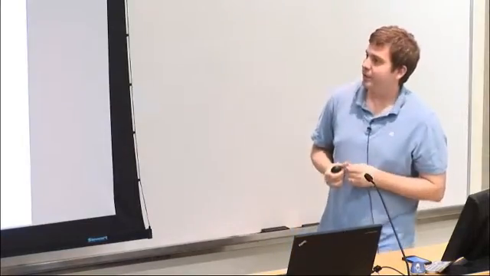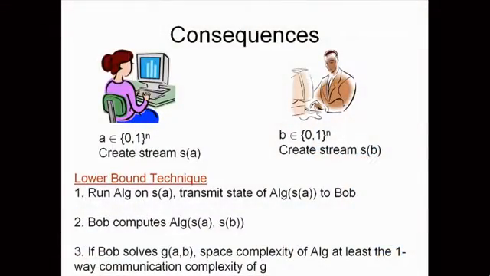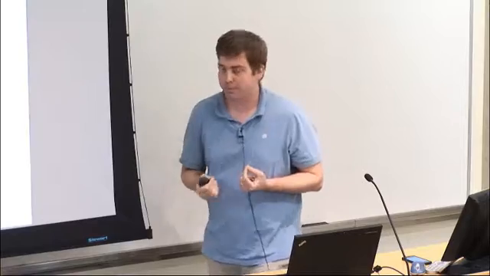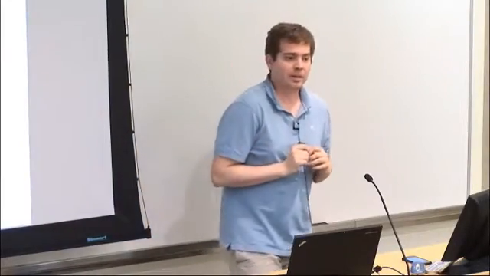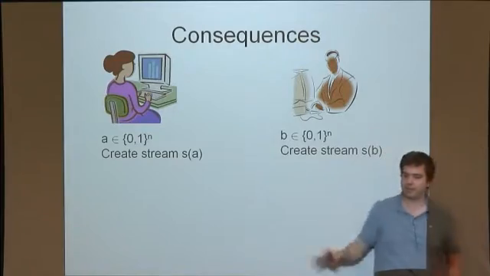OK, so the application, one consequence of this theorem is to proving lower bounds for data stream algorithms. The standard way of proving lower bounds is via communication complexity. And most often, people look at two-player communication complexity. So what you have are these two players, Alice and Bob, with inputs A and B, say n-bit strings, to some communication problem. What they do is from their inputs, they locally create streams S of A and S of B in some arbitrary way.